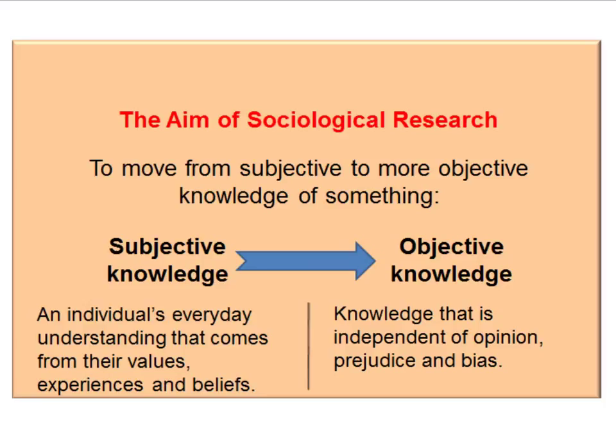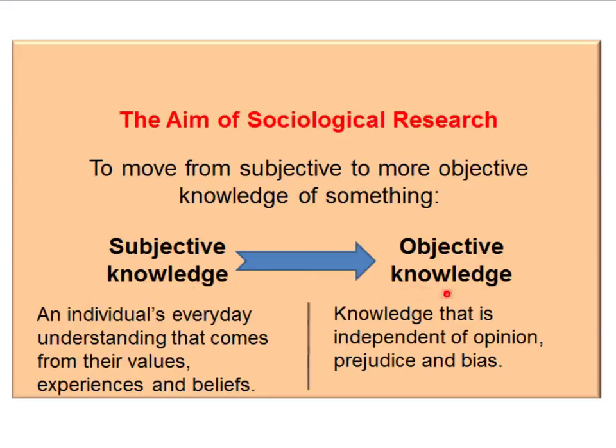So it's obviously really important to make sure that sociological explanations are grounded in really good research evidence. And the goal of doing research in sociology, I think, is to move from subjective knowledge to a more objective understanding of how society works. So a subjective understanding of society is one that is based on our own values, our own beliefs, and our own particular experiences. And for sociology to be a credible academic subject, it's got to go beyond subjective knowledge.